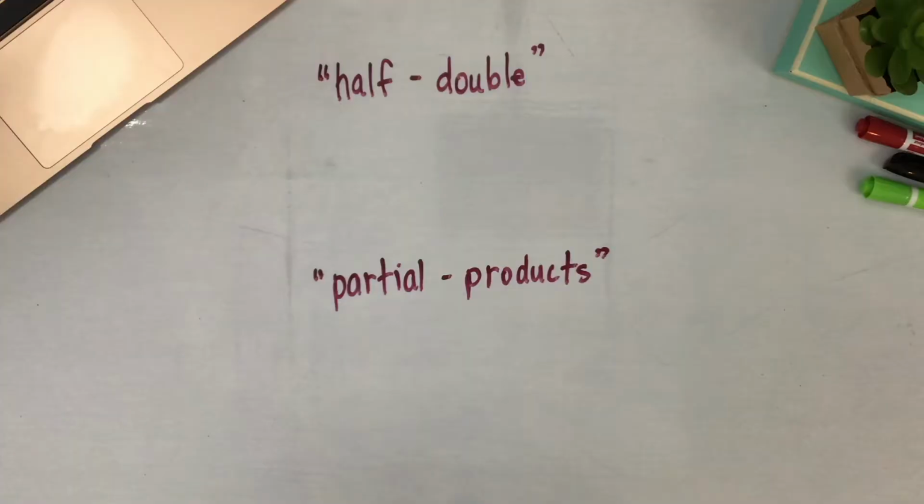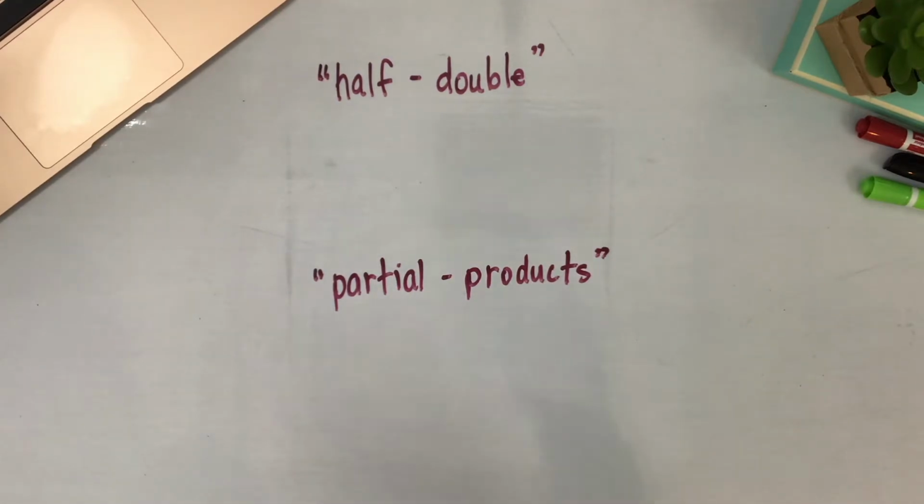Today we are going to talk about two different multiplication strategies to help us with mental math. We're going to practice two different multiplication strategies today that can really help us multiply larger numbers in our heads. The first one is the half-double strategy. We can also call it the double half because it doesn't matter which order you double or half.